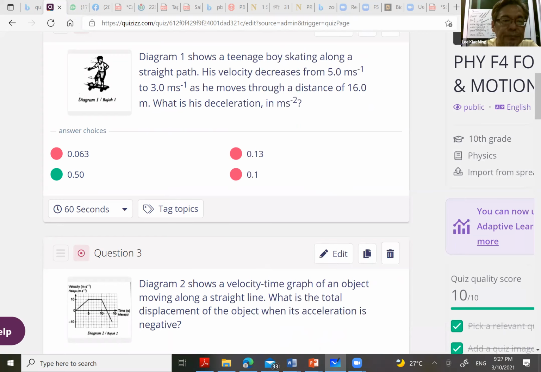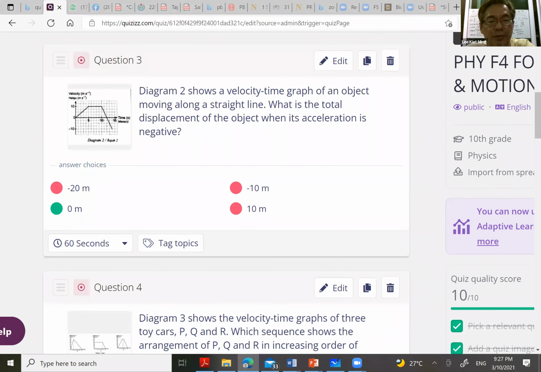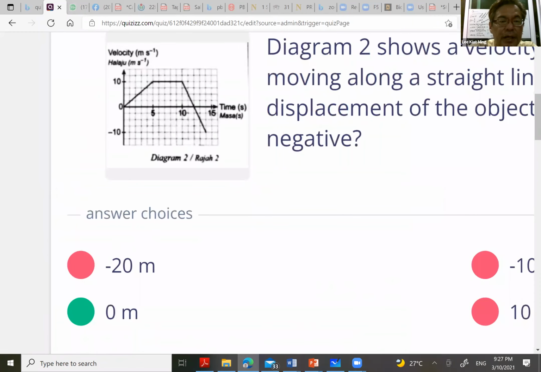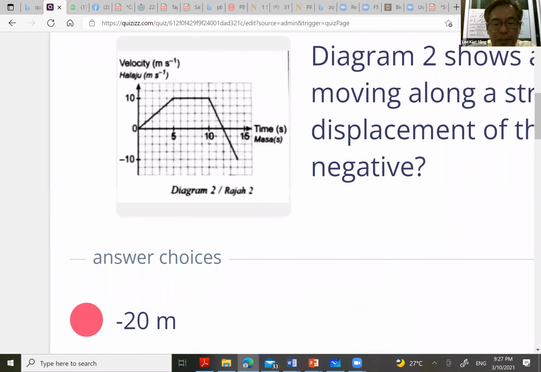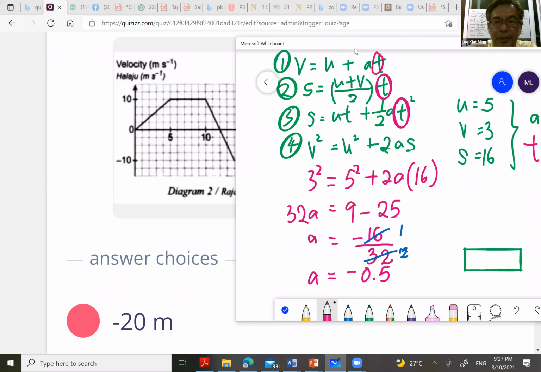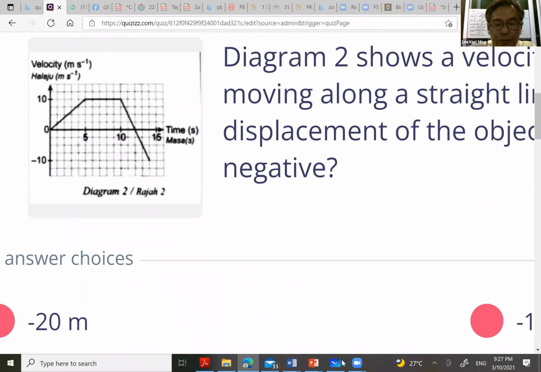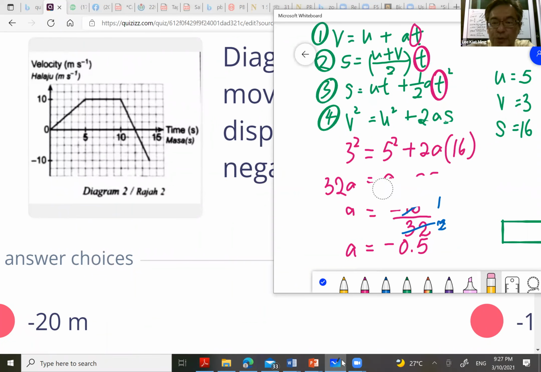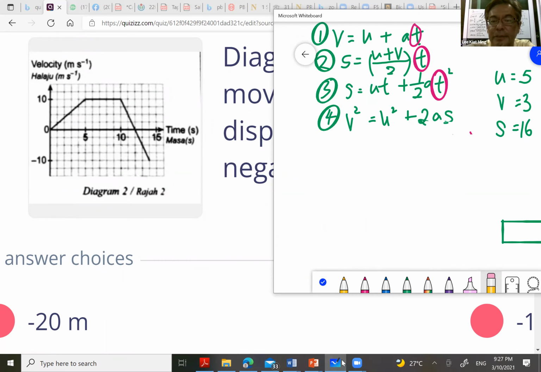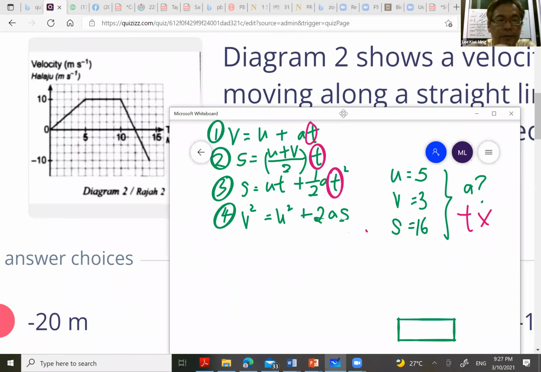This question is asking what's the total displacement of the object when its acceleration is negative. Take a look at negative acceleration, meaning I'm going to ask you to focus on the negative acceleration. Allow me to erase so that you'll be able to see the graph clearer. One moment.